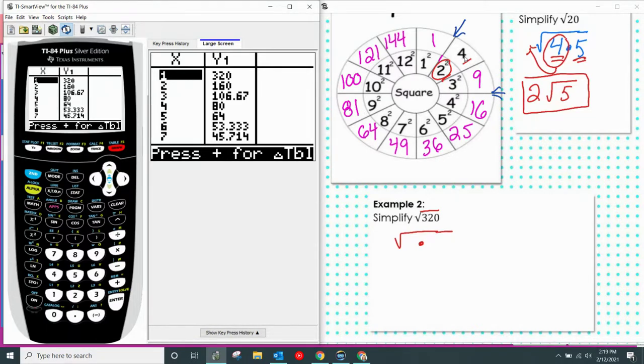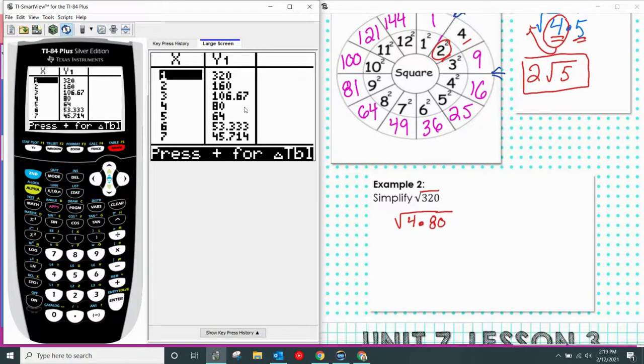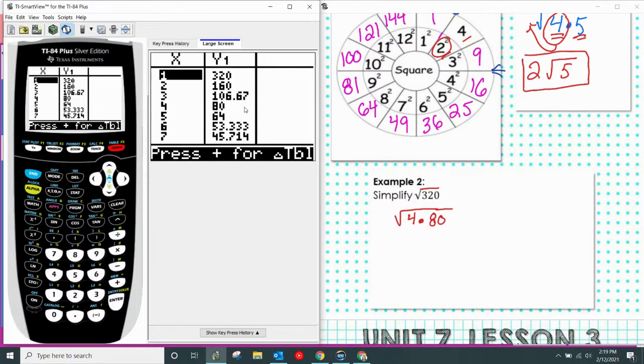You could use 4. You could say 4 times 80 because we just did that, right? We said 4 times 80, okay. And we said we can take the square root of 4 because it's outside our wheel and we get 2. So I would take the square root of 4 and bring it out. That's going to leave me with 2 now outside because the square root of 4 is 2. And inside I'm left with the 80.